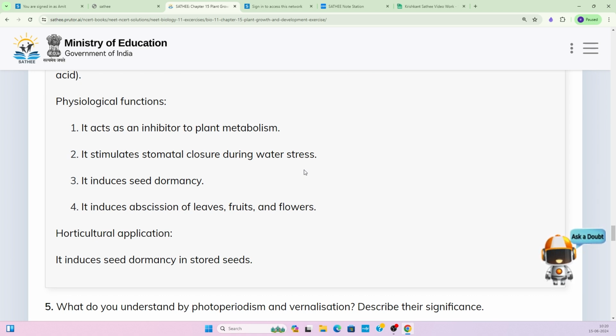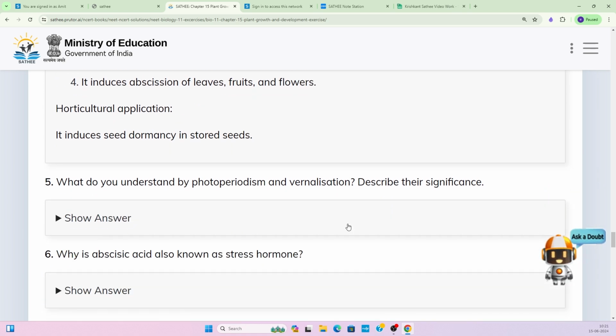It stimulates the stomatal closure during the water stress. When there is a water stress, it induces the closing of the stomata. It also induces the seed dormancy. It keeps the seed in the dormant condition, and when the favorable condition returns, they undergo the process of germination. It induces the abscission of leaves, fruits, and flowers also. Horticulture application: it induces the seed dormancy in stored seed.